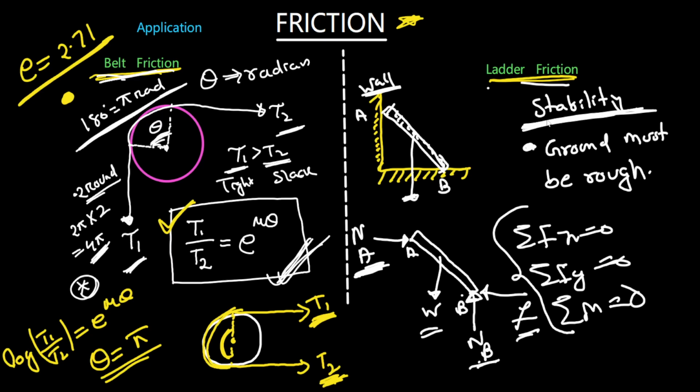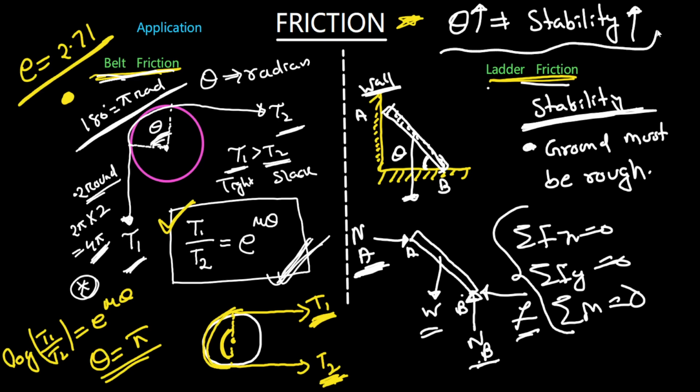In the ladder friction, you should remember this is the angle of the ladder, that is theta. As theta increases, what will happen? The stability of the ladder will increase. You just remember this much. Okay, this is all about the concepts related to friction.